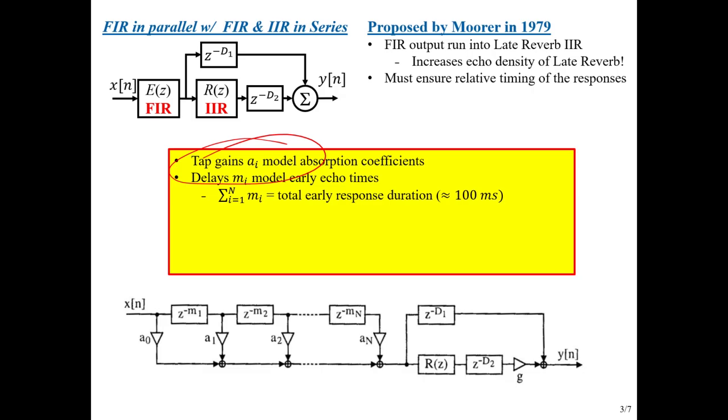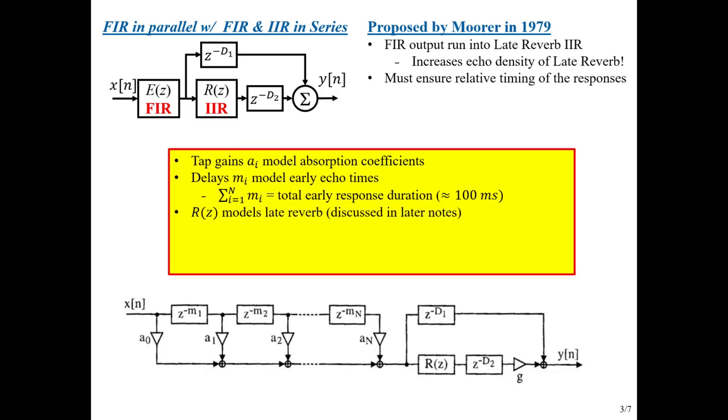I should back up. I should say that these are really integers. So that should be equal to that times T sub S should be equal to the total early response duration. So just a little bit of a misfire there on my notes.